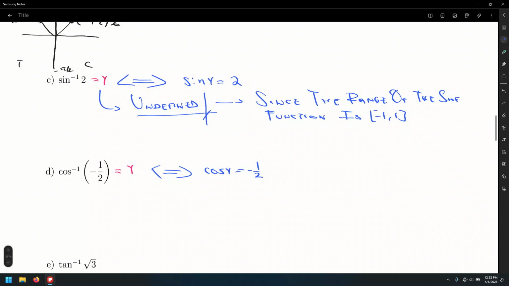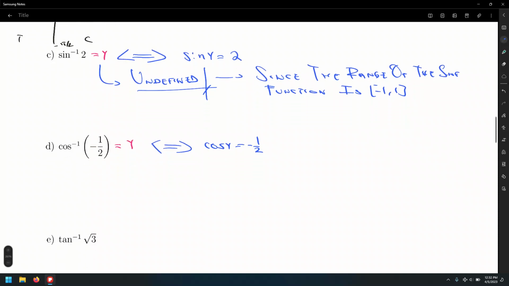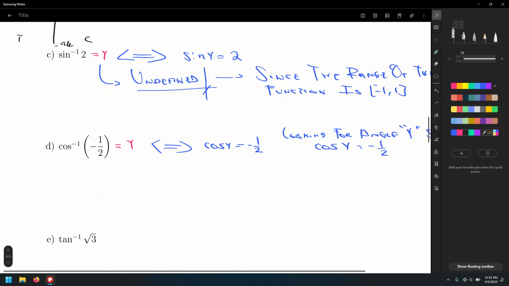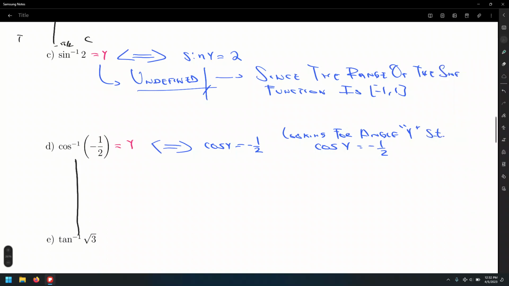So let's see. This time we're looking for an angle y such that cosine y equals negative 1/2. Now, this time we're looking at cosine, and there are two things we need to take into consideration: the fact that it's a cosine function and the fact that this is a negative value. That matters, all right? That's going to make a whole difference. It's going to change the whole game here.